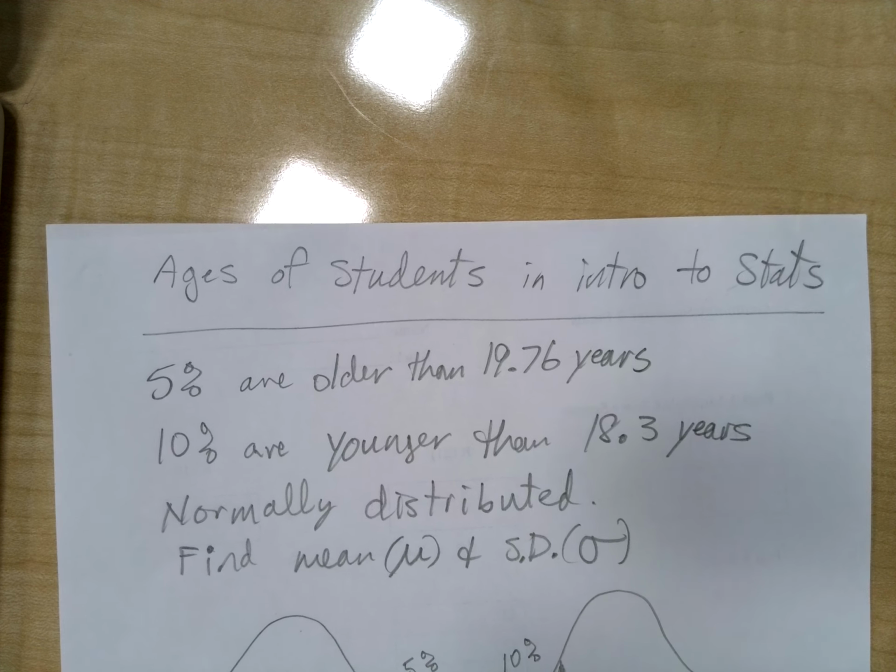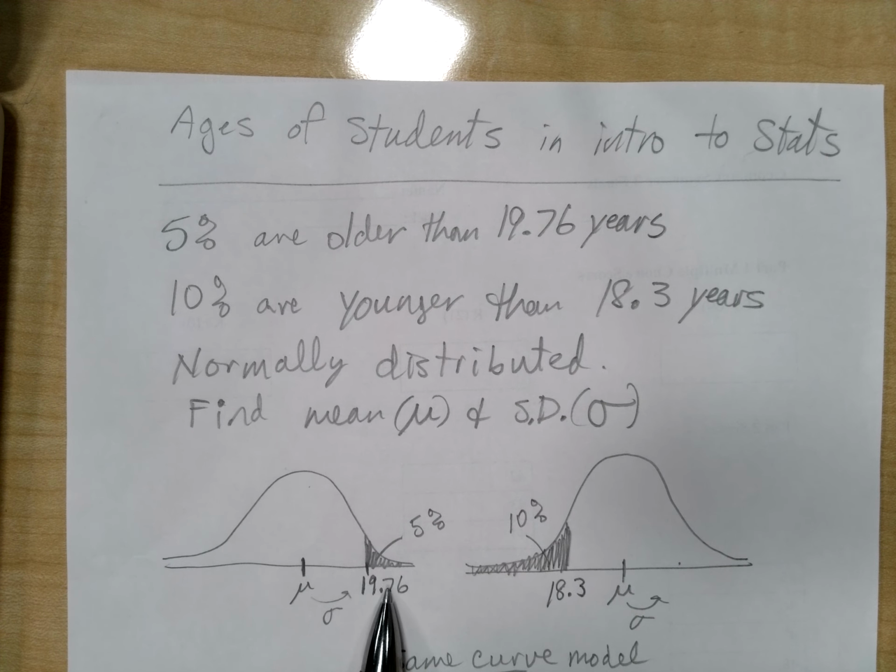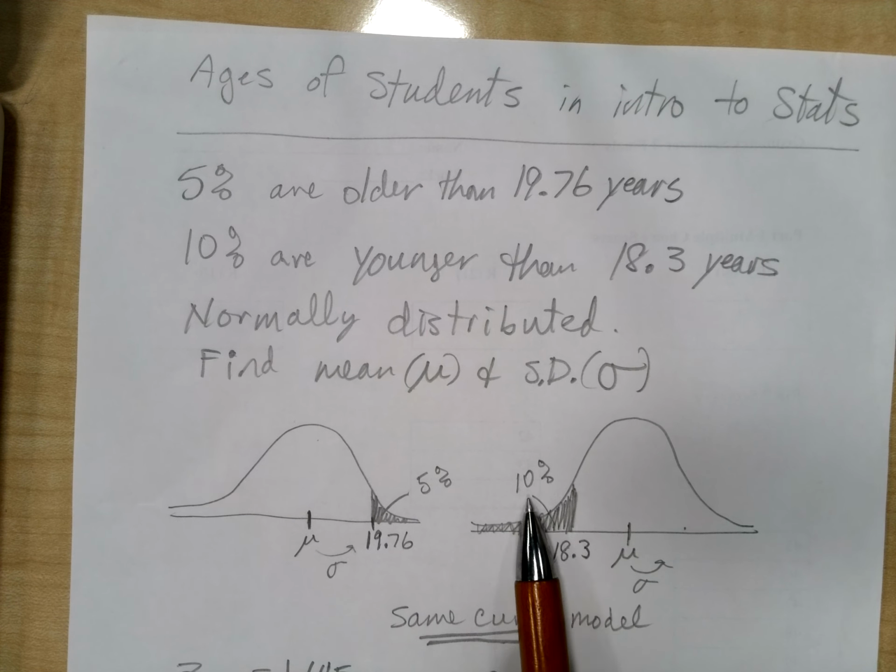Okay, so here's what I would do to solve this. First, I would think this through and ask, what do I have? I have 5% in the upper tail that's bigger than 19.76. I also have 10% that's below 18.3. The mean on this curve and the mean on this curve are the same, and so are the standard deviations. It's the same model, it's the same curve. So these are the same.